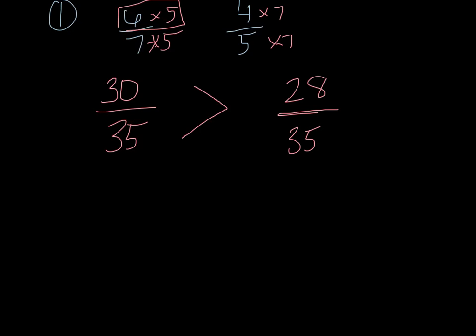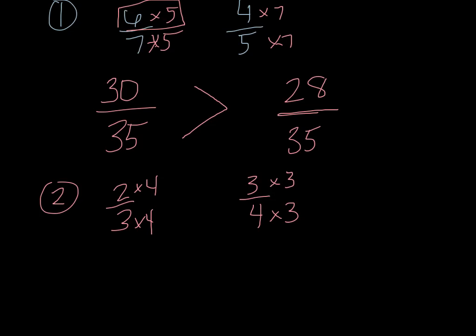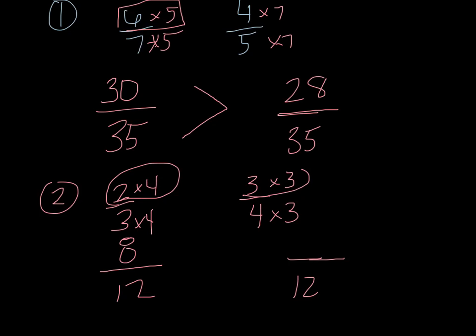Again, we can do that with number 2 right here. Number 2 wants us to compare 2/3 to 3/4. So let's do a common denominator of 12. To get 3 to 12, I have to multiply by 4, multiply by 4. To get 4 to 12, I have to multiply the numerator and denominator by 3. So now my new denominator is 12. Multiply my numerator, 2 times 4 is 8. Multiply my numerator, 3 times 3 is 9. What's bigger, 8 or 9? Well, 9 is. So 3/4, or 9/12, is bigger.